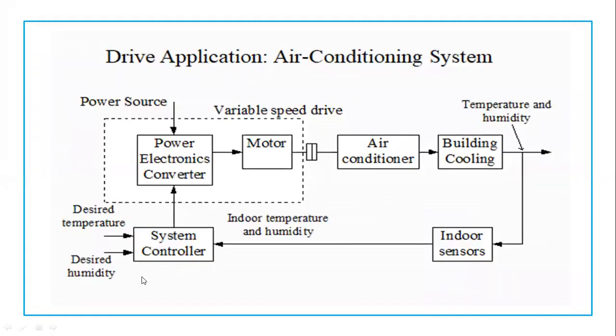This is basically the drive application, the air conditioning system, and how it works. Here also you can see that we have a power electronic converter. Based on the temperature and humidity, we are sensing it and giving it to the controller. Then we have a reference value, which is the desired temperature and desired humidity. If the output that is being fed back is different from the desired temperature or humidity, we can say that it will be an error. That error is again adjusted by the power electronic converter. In that way, we have the power electronic converter application in the air conditioning system driver.